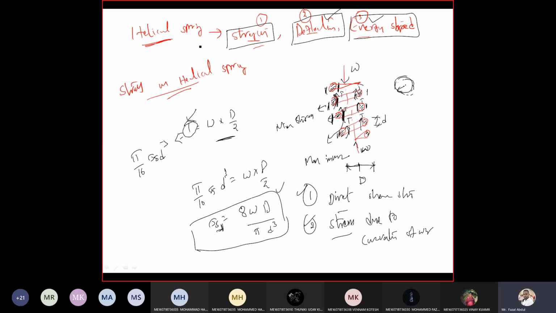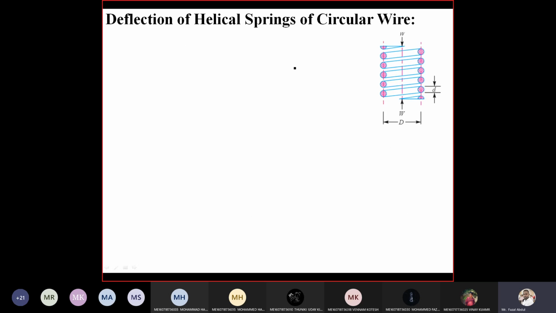Okay, so this we discussed in the last class, design of helical spring based on the strength criteria. Today we are going to discuss the design of spring based on the deflection criteria. So, deflection of the spring.